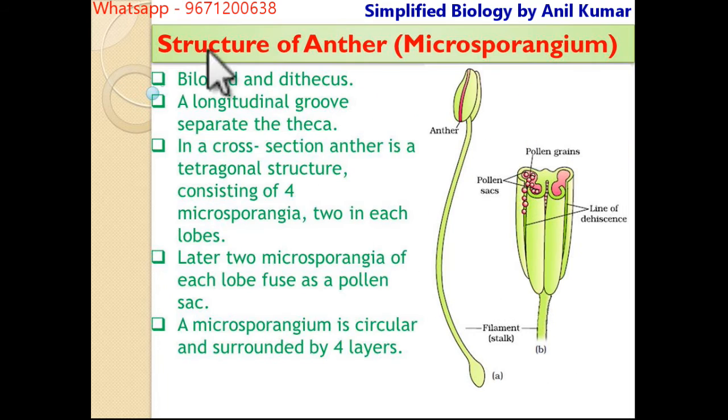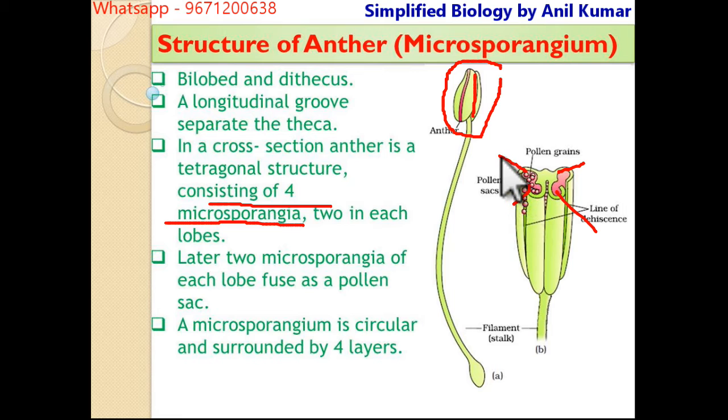Then the structure of the anther. How to describe the structure of the anther? As you know, it is bithecous, that is, two lobes are there. Bilobed or dithecous. A longitudinal groove separates the theca. In cross section, the anther consists of four microsporangia, two on each side. These are the microsporangia, two on each side.